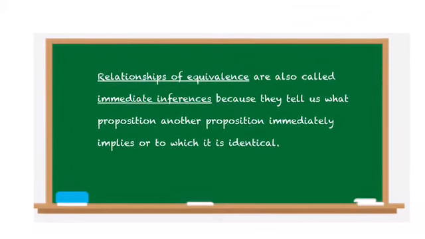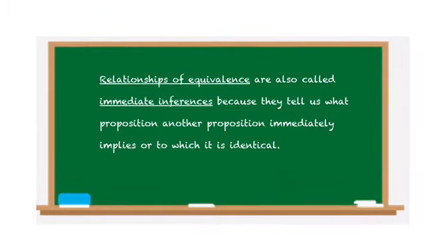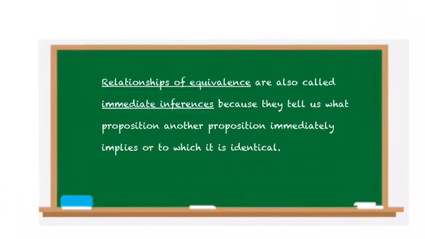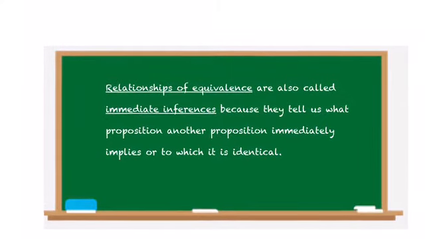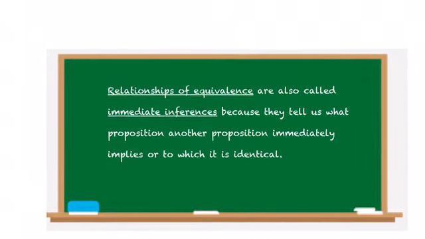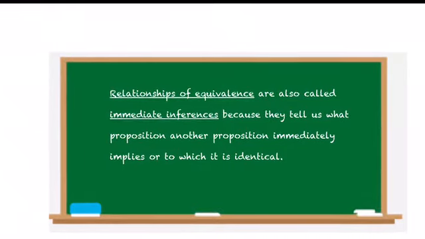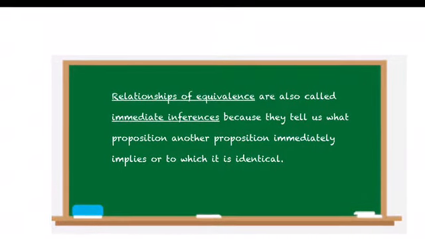So we're going to finish our look at relationships of relevance with the last two relationships, which are conversion and contraposition. But before we get into that, let's just take a moment and review what relationships of relevance are really all about in the first place. Relationships of equivalence are also called immediate inferences because they tell us what proposition another proposition immediately implies or to which it is identical. Again, you may want to just pause the video so you make sure you've got that definition in your notes.